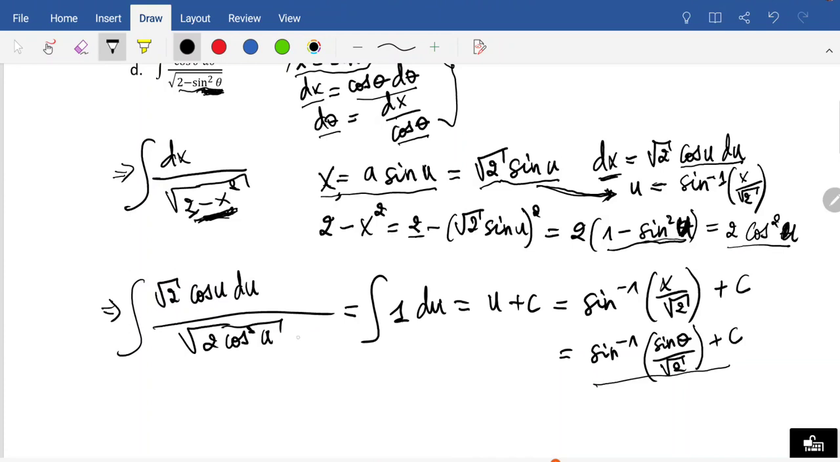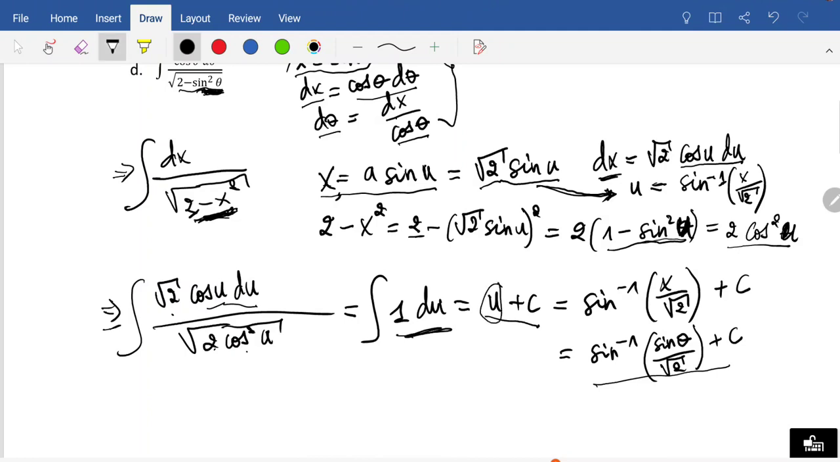Taking it back to the integral, we have the integral of root 2 cos u du divided by the square root of 2 cos squared u, right? And we can see that we can cancel the square root of 2, we can cancel cos u as well, and we are left with 1. So we have the integral of 1 du, which is just equal to u plus c.